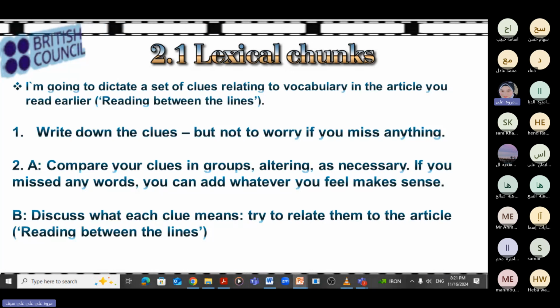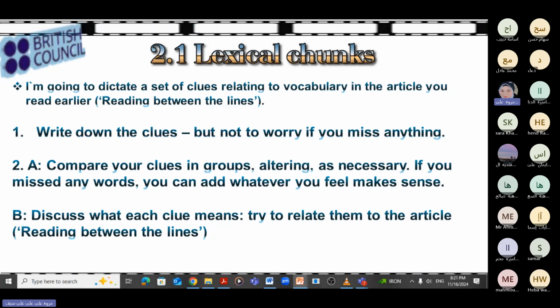Next, to gradually disappear or stop existing.